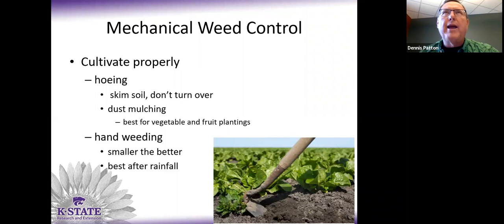The more it's established, the more root system there is, it's going to be harder to cut through and make that skimming action. And of course, it's best when there's moisture in the soil. So when I say best after a rainfall, I really mean not wet soil, but it's easier to move through a little bit moist soil than a dry soil, because the dry soil with our heavy clay gets very hard, very compacted very quickly.